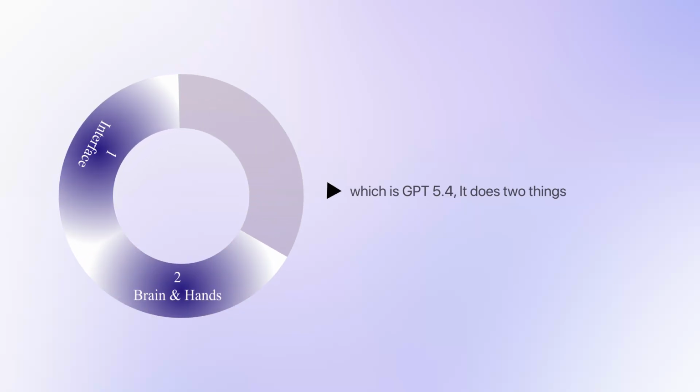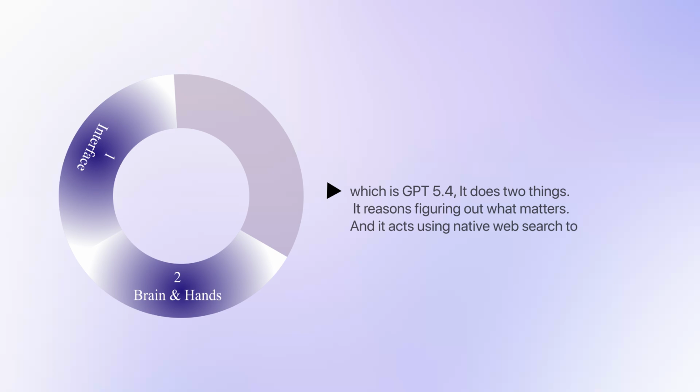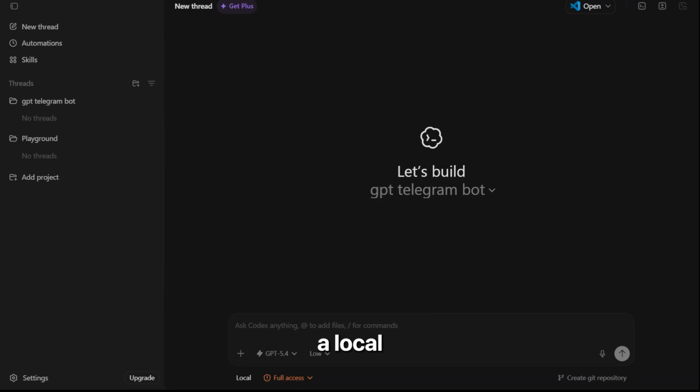It does 2 things. It reasons, figuring out what matters, and it acts using native web search to find the news that actually matters. And component number 3 is the memory. This is the most important part, which can make or break this bot. So we'll be using a local SQLite database to store every briefing the bot has ever produced.